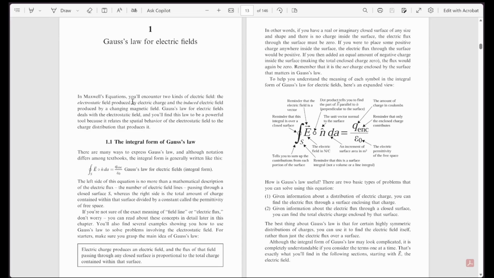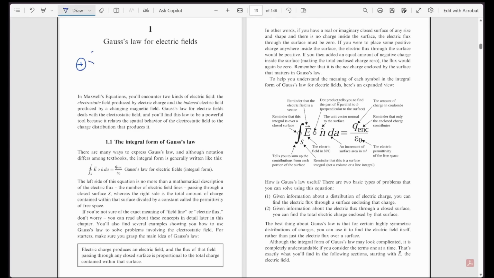In Maxwell's equations, you'll encounter two kinds of electric fields: the electrostatic field produced by electric charges and the induced electric field produced by a changing magnetic field. So there will be just a charge and it will have some electric field around it. And then the other type of field is an induced electric field produced by a changing magnetic field. Gauss's law for electric fields deals with the electrostatic field. So first we'll see the electrostatic field.